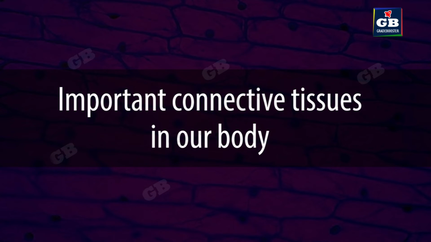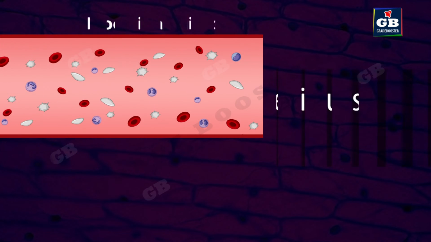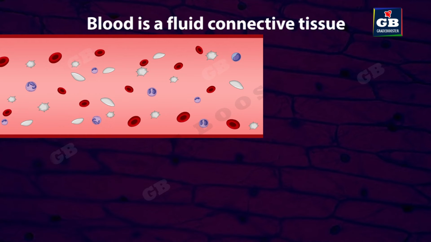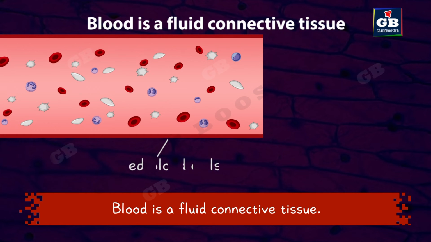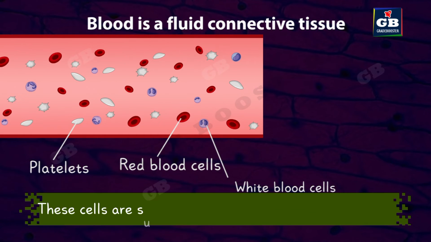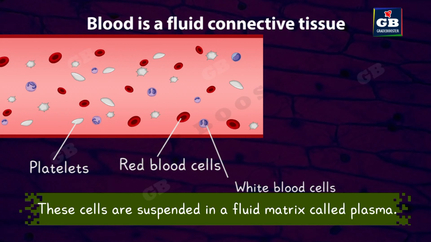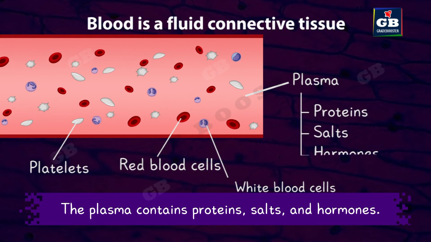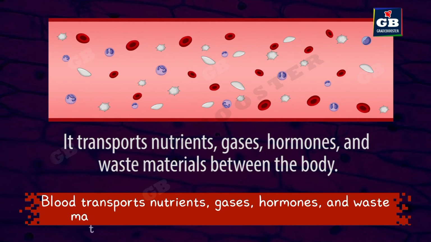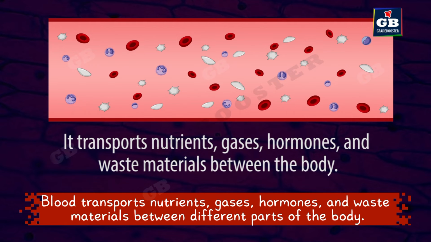Types of connective tissue. Blood. Blood is a fluid connective tissue. Blood has different types of cells: red blood cells, white blood cells, and platelets. These cells are suspended in a fluid matrix called plasma. The plasma contains proteins, salts, and hormones. Blood transports nutrients, gases, hormones, and waste materials between different parts of the body.